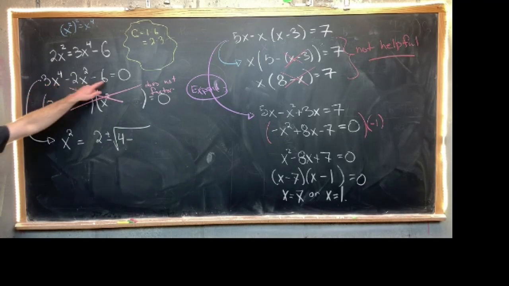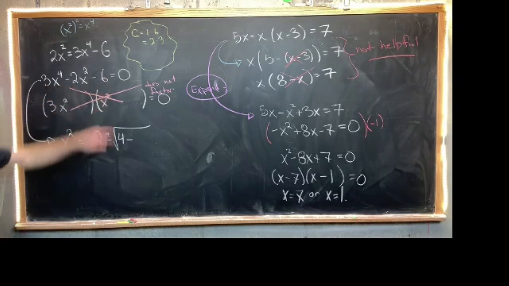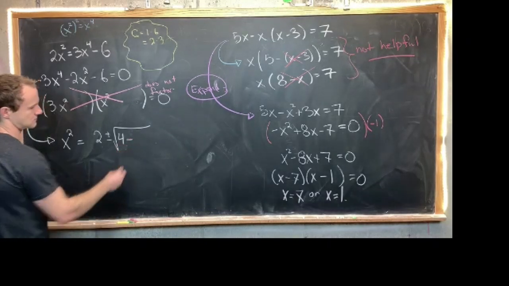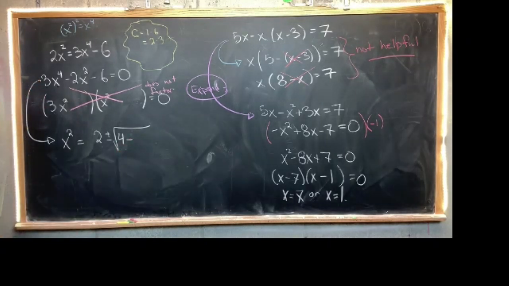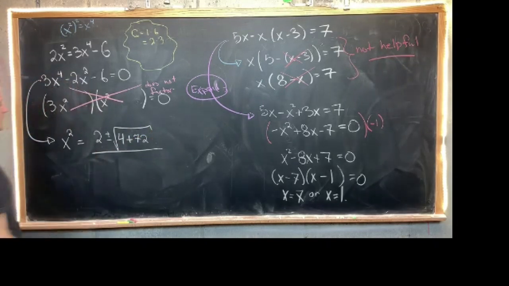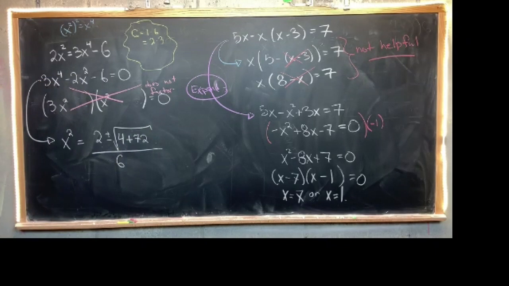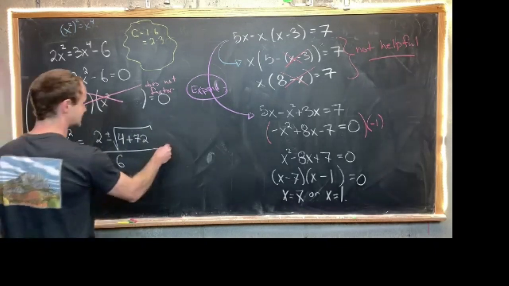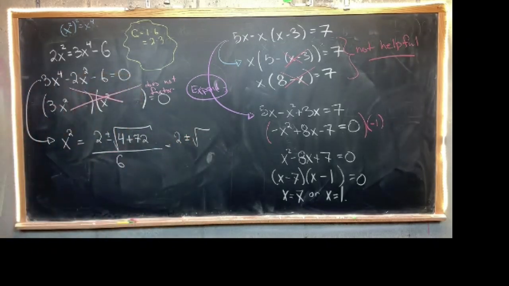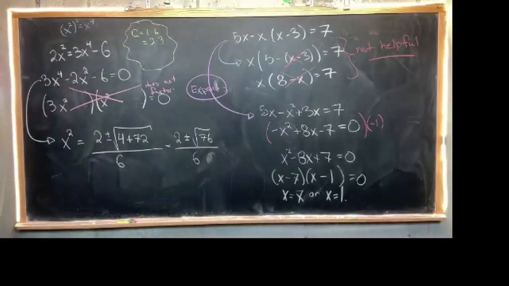Well, 4 times a times c. So let's see what that is. 4 times 3 is 12. 12 times negative 6 is negative 72. So we've got plus 72, all over 2a, so that's going to be all over 6. So we get something like that. But now notice we can simplify that a little bit. That's going to be 2 plus or minus the square root of, well, 4 plus 72 is 76, all over 6.